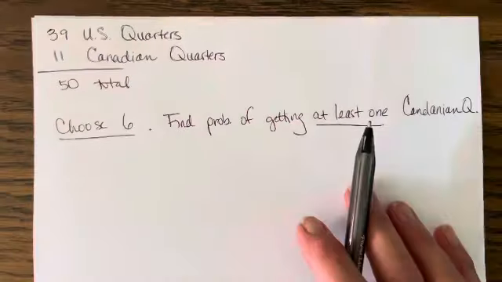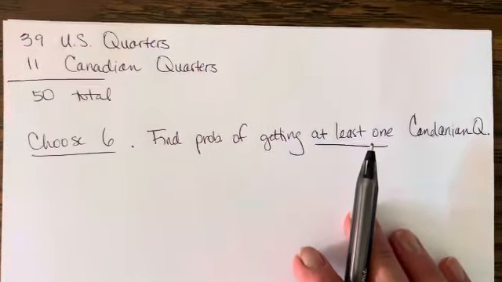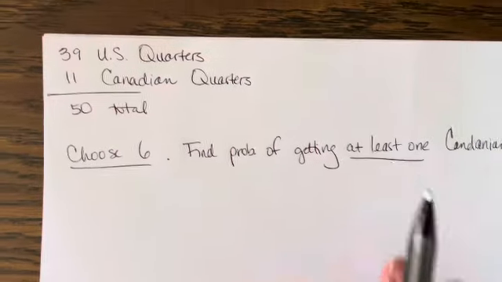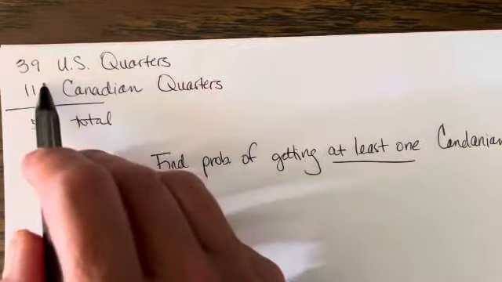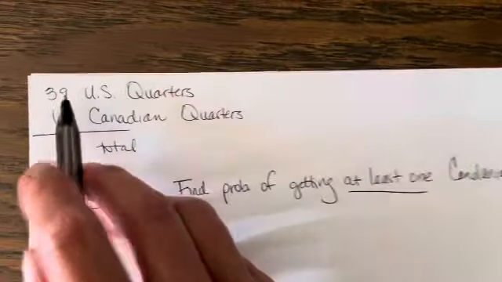Okie doke. This is an example from chapter 12. Yours might not be exactly like this, but maybe it'll be similar. You have some crazy bag of coins, and you have 39 US quarters and 11 Canadian quarters. So you have 50 coins in all. And apparently they're the same size, weight, everything.